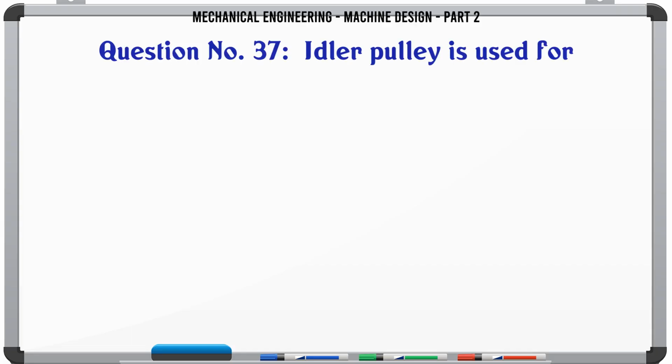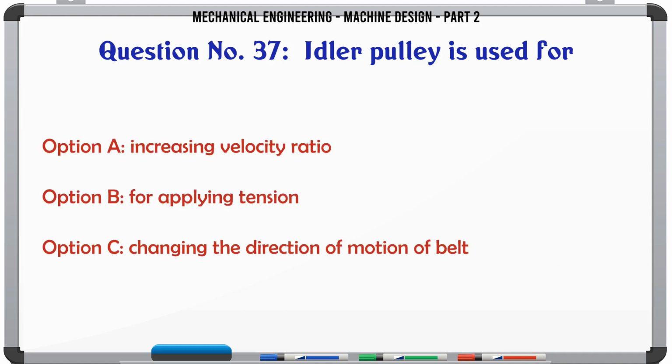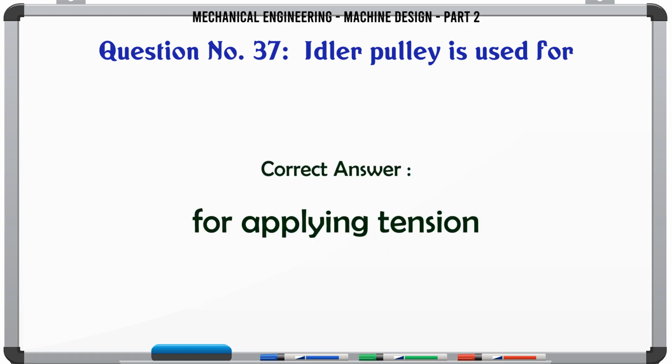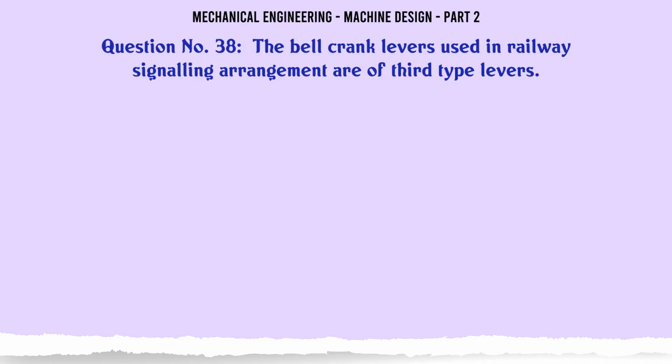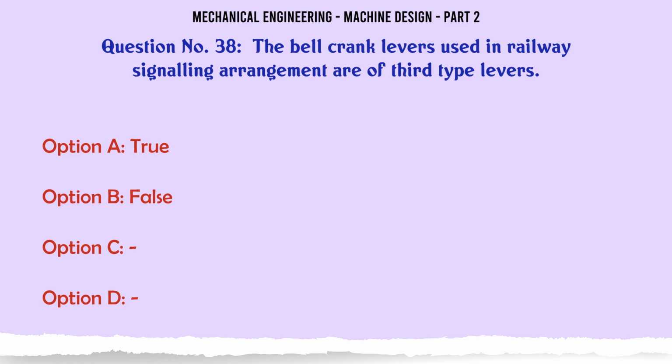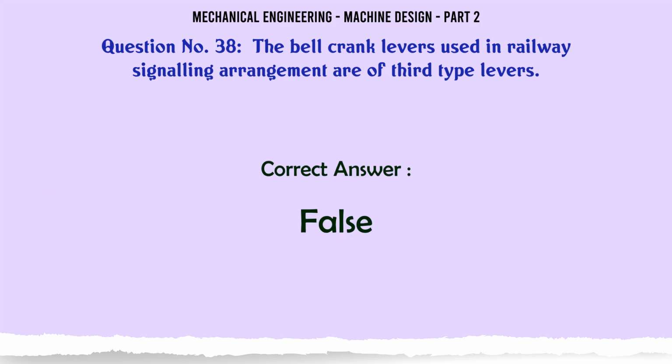Idler pulley is used for A. Increasing velocity ratio. B. For applying tension. C. Changing the direction of motion of belt. D. All of these. The correct answer is for applying tension. The bell crank levers used in railway signaling arrangement are of third type levers. A. True. B. False. The correct answer is false.